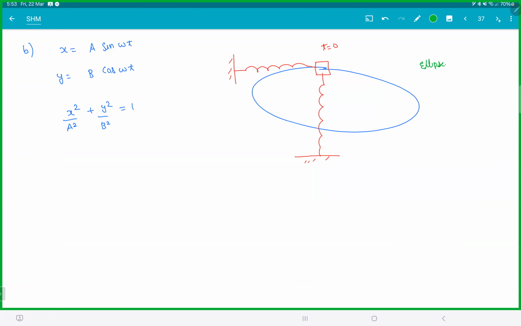It will be a small ellipse. Basically, I exaggerated the figure here. We are assuming the springs are not bending too much, so it's actually a small ellipse here. Clear? So you can get different paths like this. You can get even more weird paths.